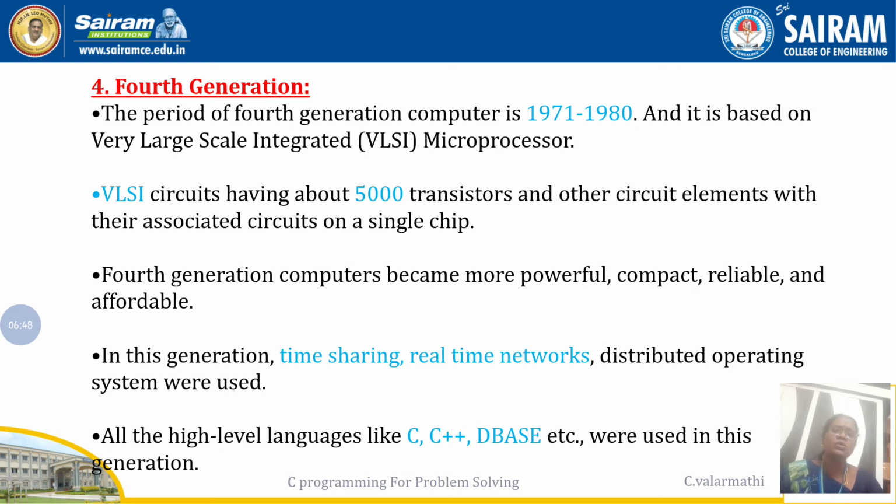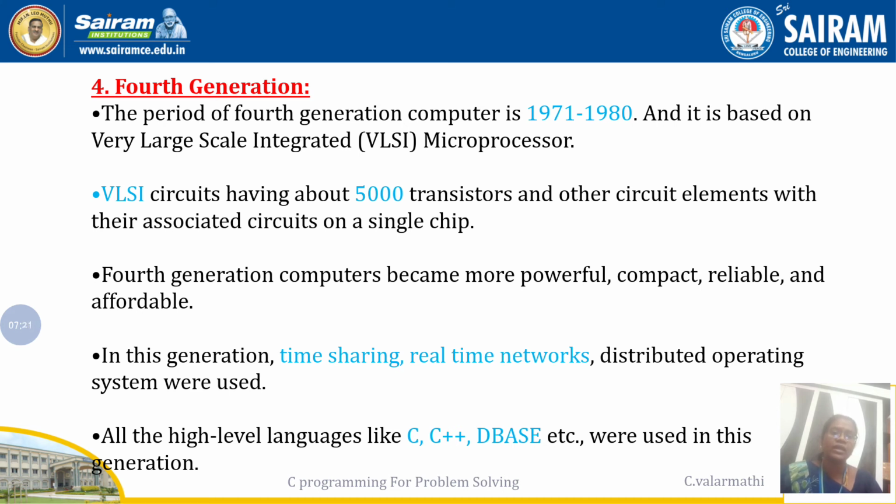Okay, so what are the technology wise differences between VLSI and ICs means if you take one VLSI, it consists of 5000 transistors and circuit elements with their associated circuits on a single chip. If you take one VLSI chip, it consists of nearly about 5000 transistors and other elements in this circuit board. Right. So what are the advantages means it is more powerful, compact, reliable and affordable. The price is also affordable.